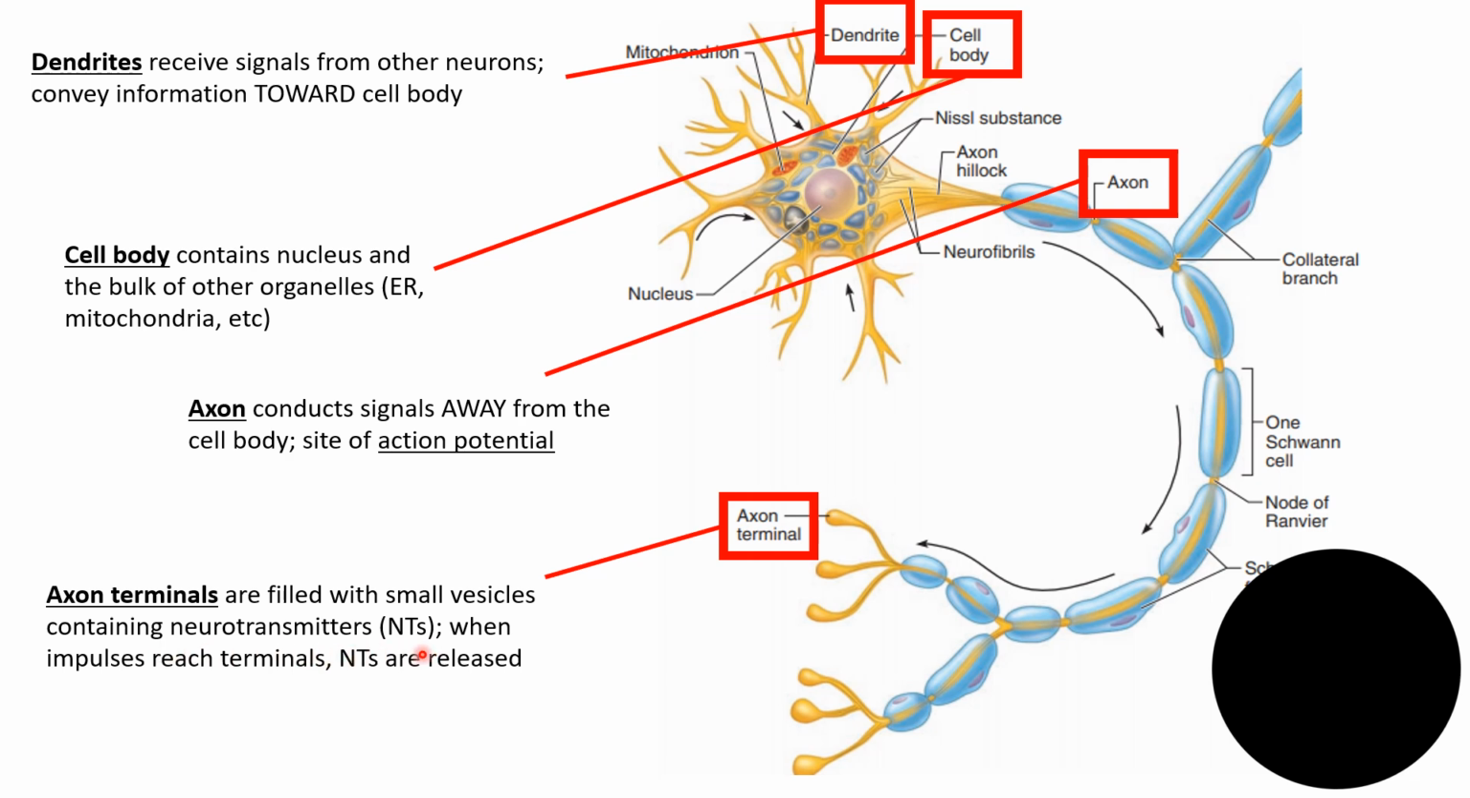Neurotransmitters are chemicals. When the impulse, the electrical signal, reaches the axon terminal, these neurotransmitters get released. And there's going to be another neuron sitting here, and those neurotransmitters will then go to the dendrite of the next neuron. So these are the four major parts of a neuron that I want you to be familiar with: dendrites, the cell body, the axon, and the axon terminal.